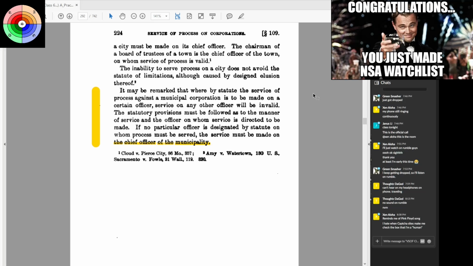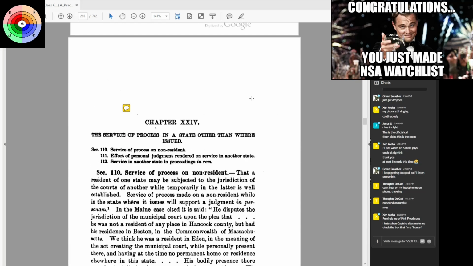It may be remarked that where by statute the service of process against a municipal corporation is to be made on a certain officer, service on any other officer will be invalid. The statutory provisions must be followed as to the manner of service and the officer on whom service is directed to be made. If no particular officer is designated by statute on whom process must be served, the service must be made on the chief officer of the municipality. That goes for counties. That goes for cities. I think it would also go technically for townships, but I don't know if technically townships are considered municipalities. I think they are.